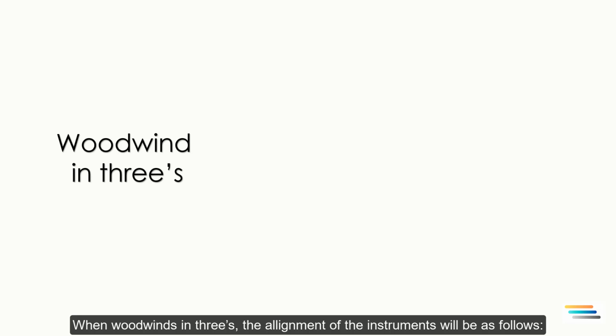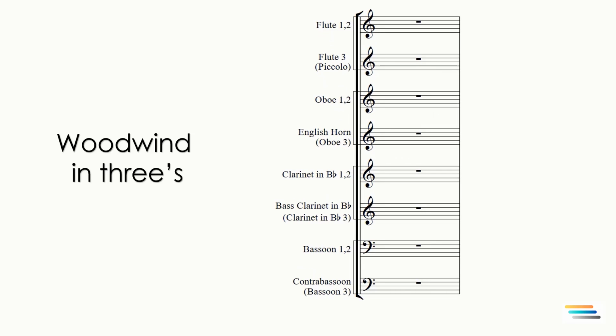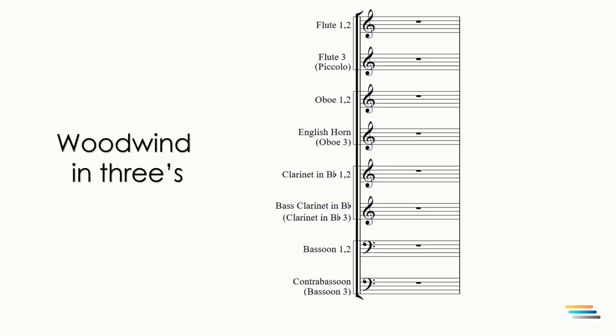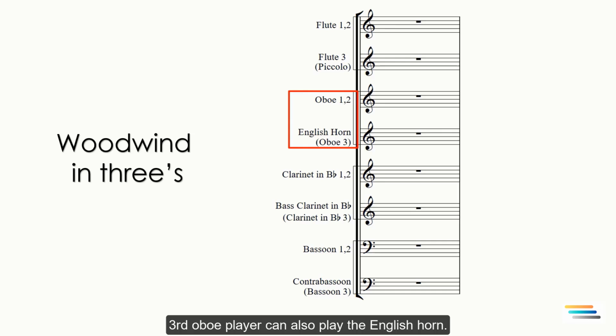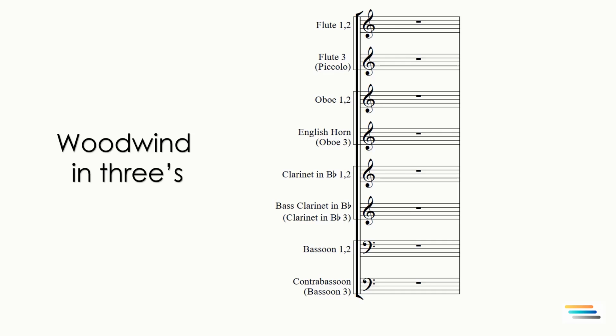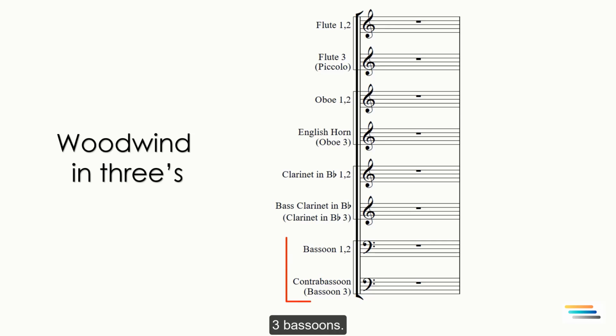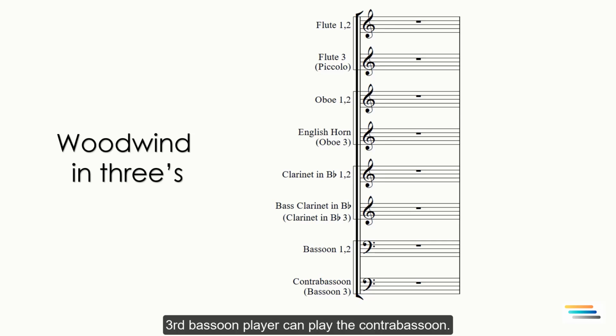With woodwinds in threes, the lineup of the instruments will be as follows: 3 flutes. The third flute player can also play the piccolo. 3 oboes. The third oboe player can also play the English horn. 3 clarinets. The third clarinet player can play the bass clarinet. 3 bassoons. The third bassoon player can play the contrabassoon.